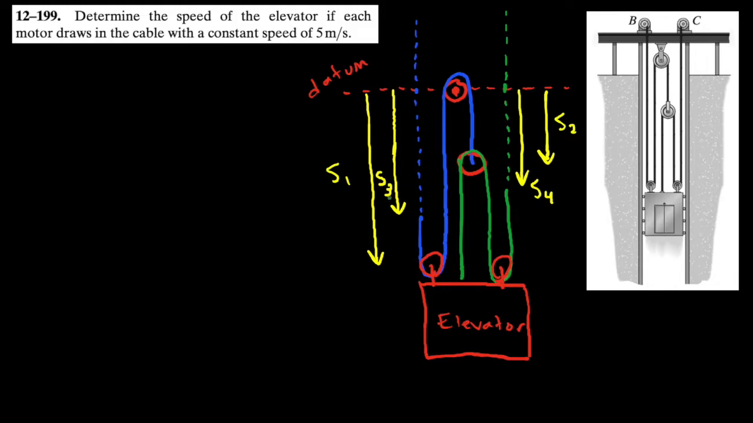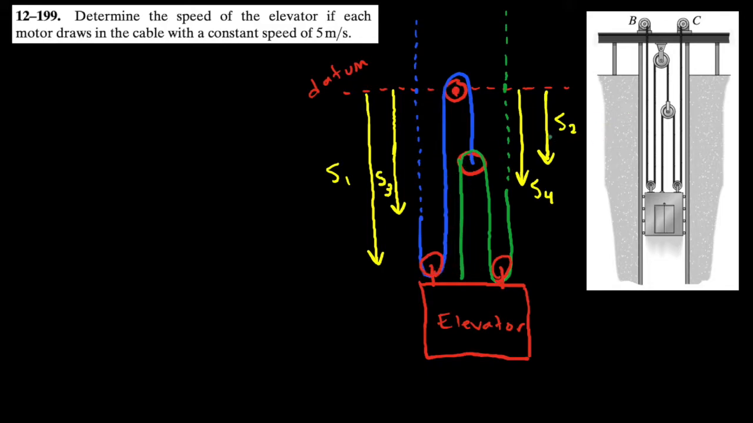So let's start with S1. What does this mean? Well, S1 is the distance between the datum and the elevator, which is connected to the pulley system at the very bottom part of the pulley. So S1 gives us the distance between the datum and this location. Basically, if I trace this out on the cable, it would be the distance between that and this. So hopefully that explanation is helpful.